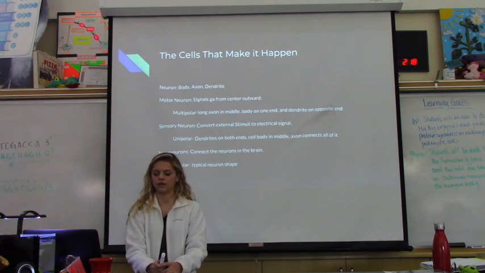It's called a multipolar neuron, and it has a long axon in the middle, a body on one end, and a dendrite on the opposite end. A sensory neuron converts external stimuli to electrical signal. Those are called unipolar neurons. They have dendrites on both sides, a cell body in the middle, and an axon that connects all of it. Interneurons are the third type. They connect neurons in the brain. These are called bipolar neurons, and those are the typical neuron shape that you imagine.